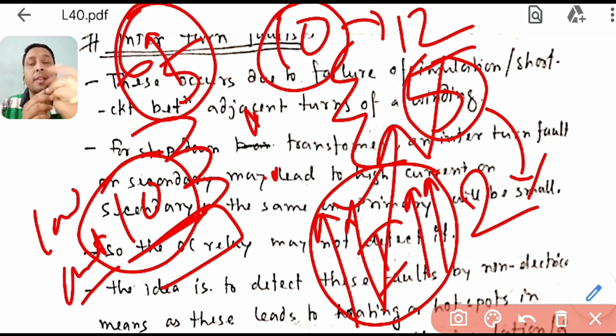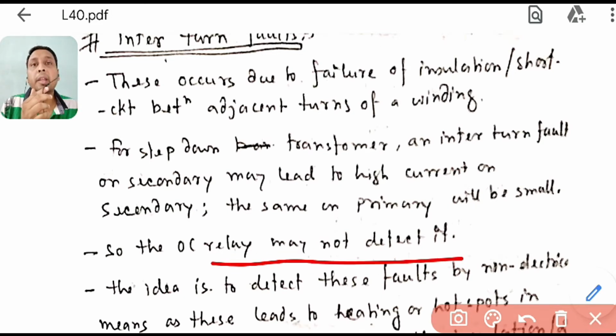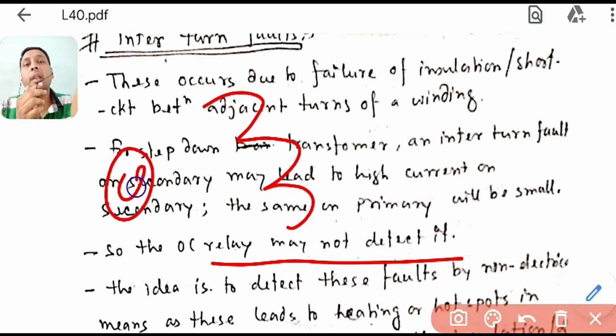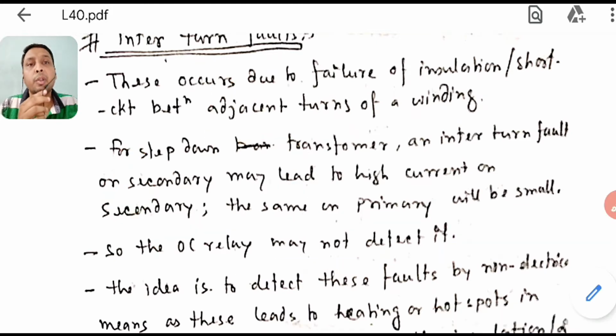So percentage bias differential protection will not work, because the current is increased on both sides. Differential protection will not detect it, because differential takes the difference between these two, so it will not get affected. It will not get detected by the differential relay. Your overcurrent may also not detect it. If your overcurrent relay, which is the backup protection for the transformer, is connected on the primary side, then because the primary current has increased very little, overcurrent may not detect it either. So what is the solution now?